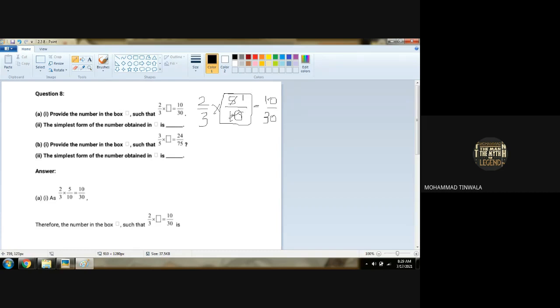5 ones are 5, 5 twos are 10. So in the second box, second blank, your answer will be 1/2. What will be your answer?